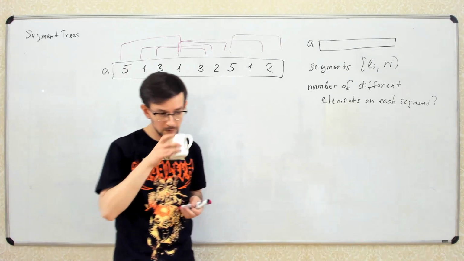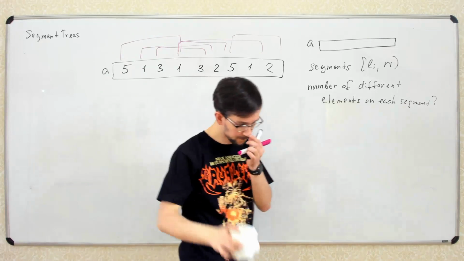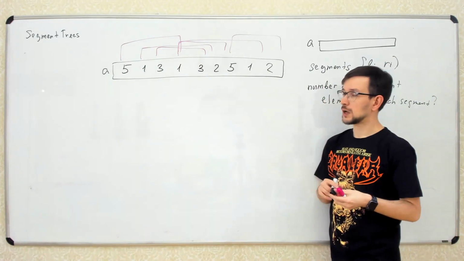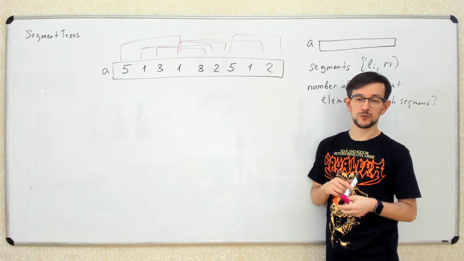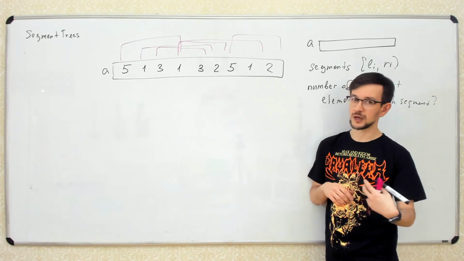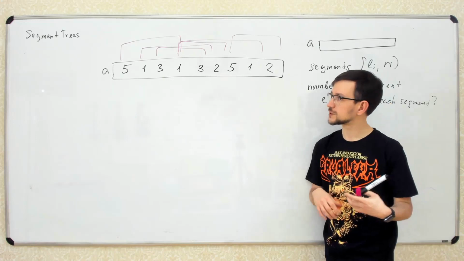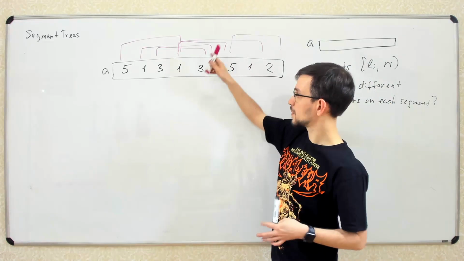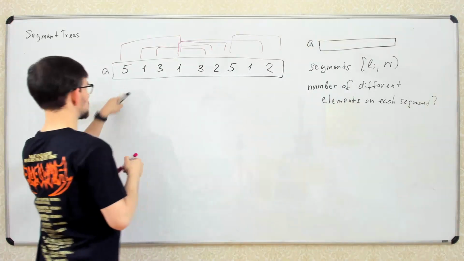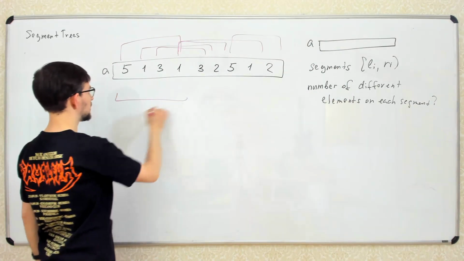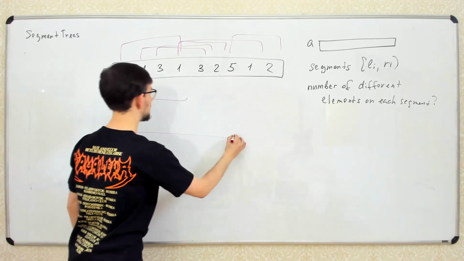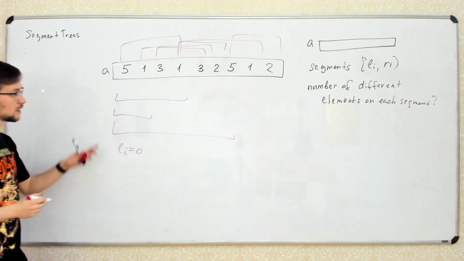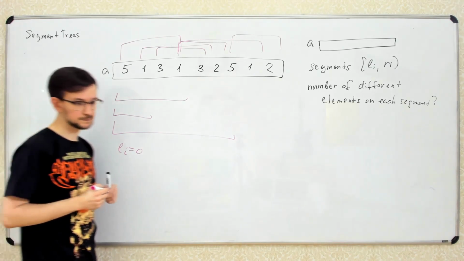So how to do it? Let's start from the beginning. Let's try to answer all the queries of the segments which start in the leftmost element of this array. So let's find all the segments which start in the first element of this array. We find all the segments where L is equal to 0.